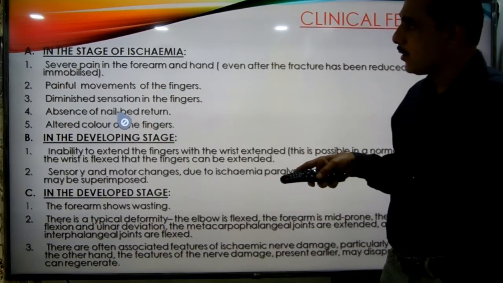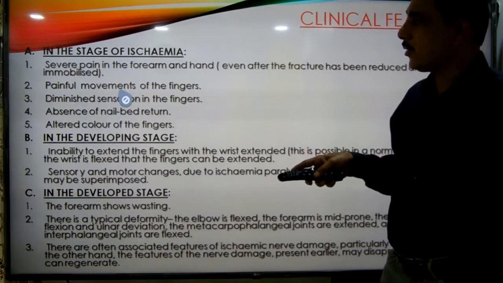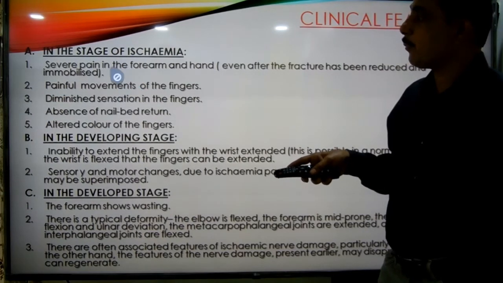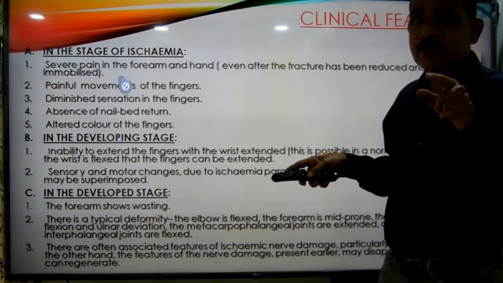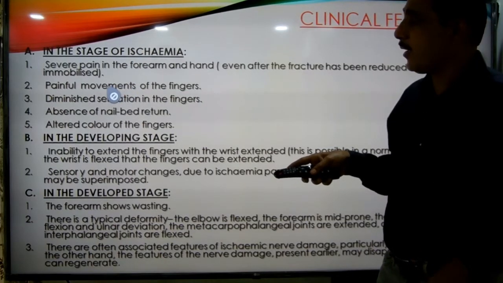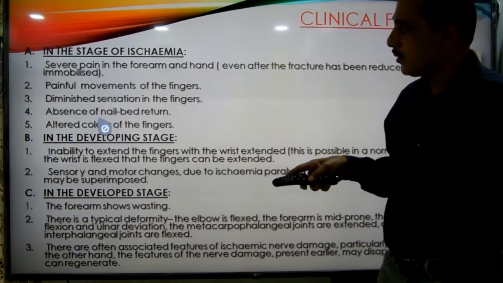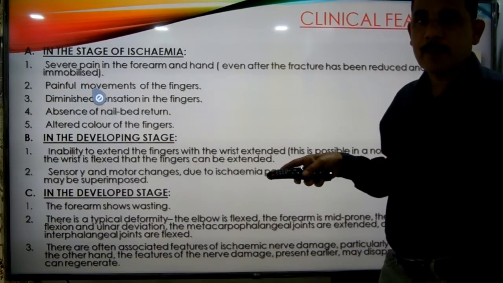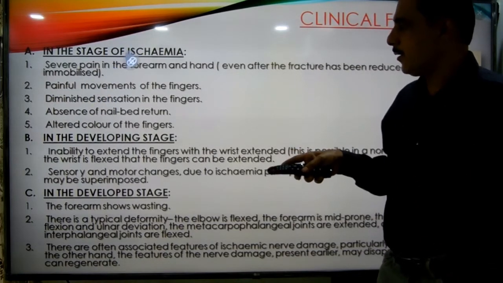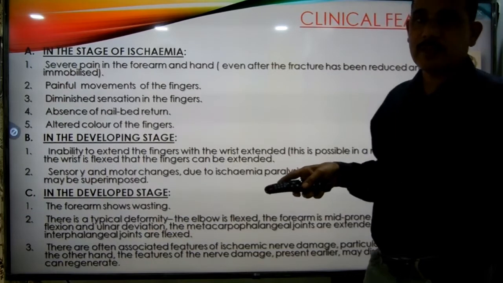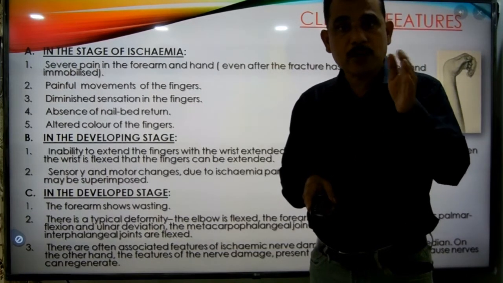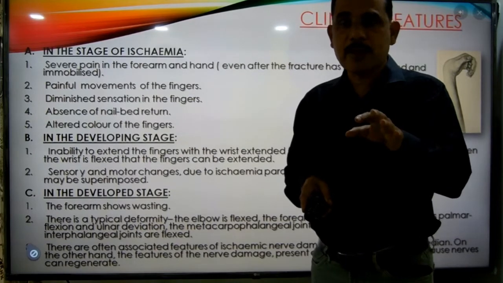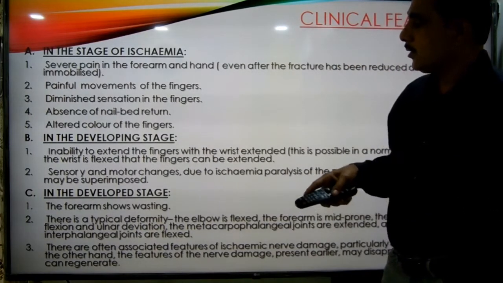So these are the clinical features, or the signs and symptoms, which are present during the ischemic condition, in the early stage when there is impaired blood supply. Next, in the developing stage, after the impairment of the blood supply, the muscle undergoes damage or necrosis. In that, these manifestations will be there.